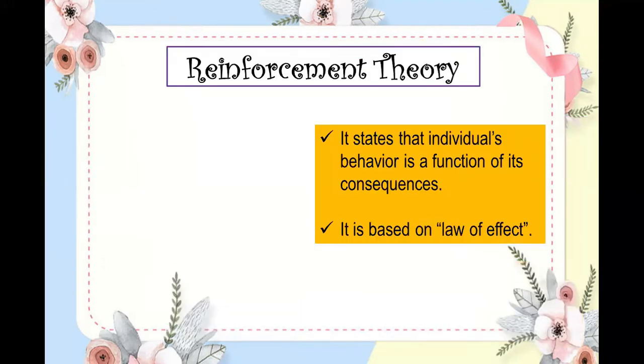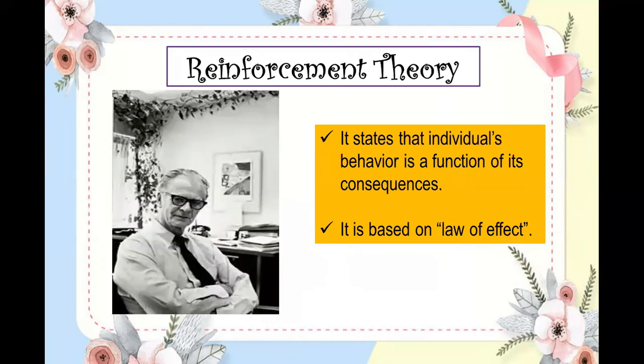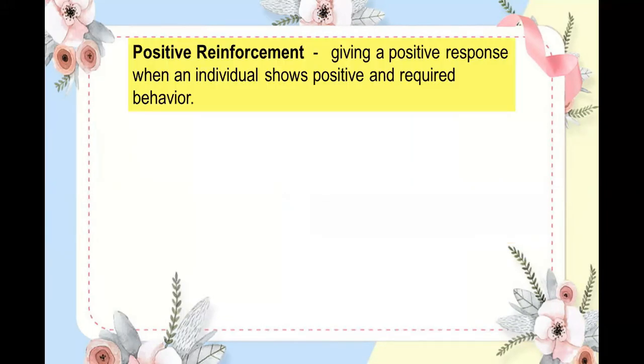The last theory that we will discuss is reinforcement theory proposed by B.F. Skinner. This theory states that individuals' behavior is a function of its consequences. It is based on the law of effect. There are 4 approaches on reinforcement theory. First is positive reinforcement. It refers to giving a positive response when an individual shows positive and required behavior.